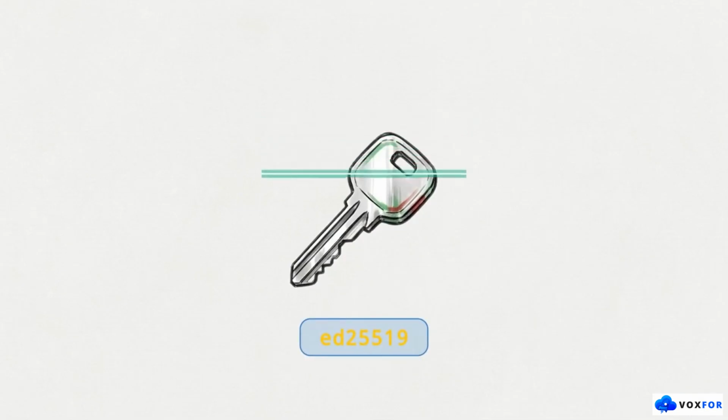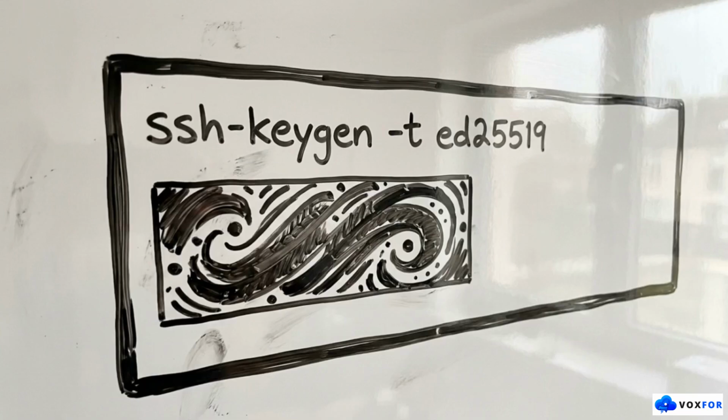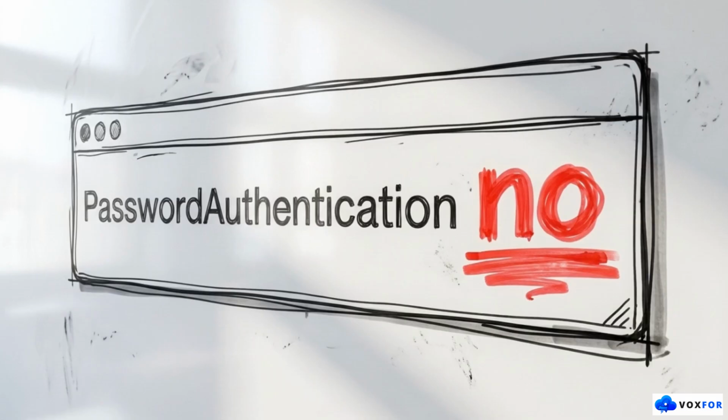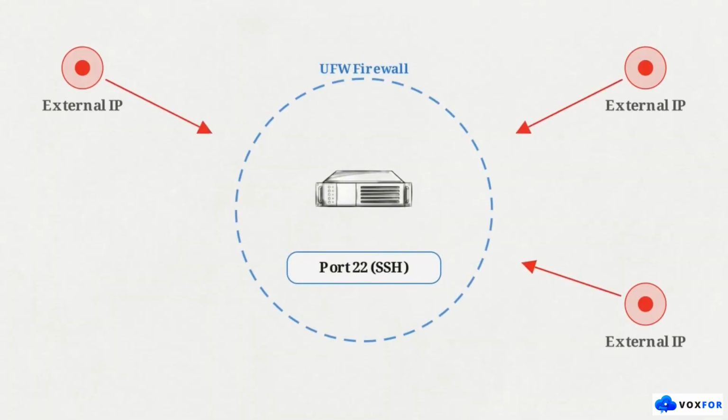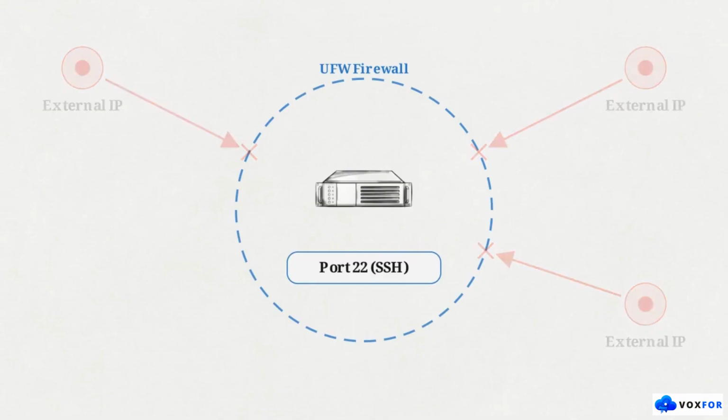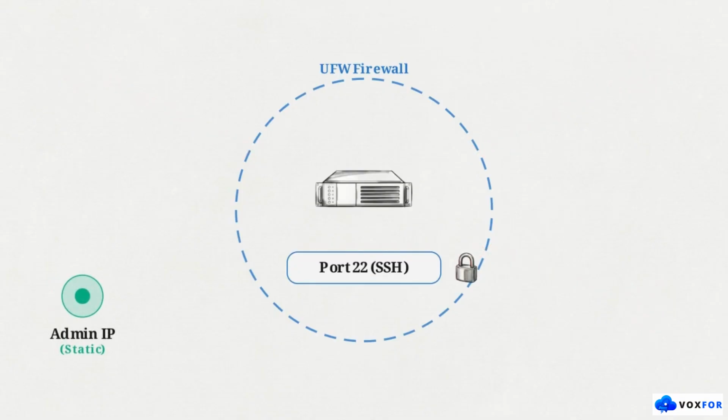For this new user, generate a modern ED25519 SSH key. This provides the cryptographic foundation for your server to communicate securely. As you can see in this server configuration file, we then explicitly disable password authentication. By setting password authentication to no, we force the server to only accept key-based logins. Next, apply UFW firewall rules to restrict incoming SSH traffic. If you have a static IP address, lock down port 22 so that the server only accepts SSH connections originating from your specific admin IP.